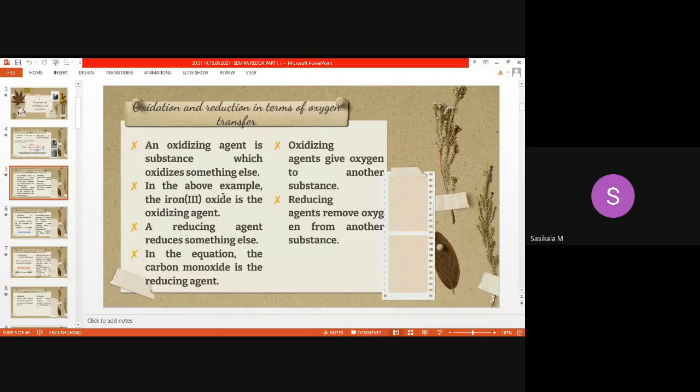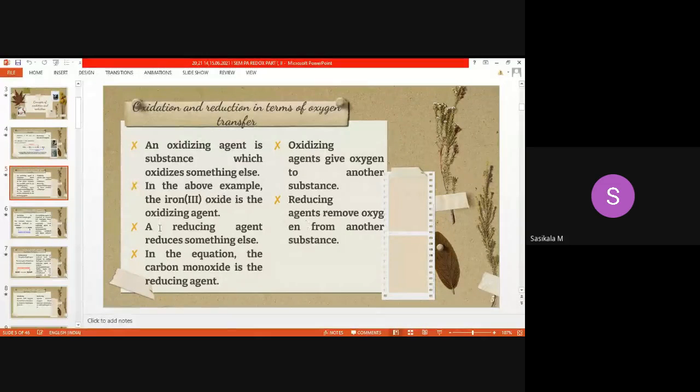Based on the oxygen transfer concept, what is an oxidizing agent? It will oxidize some other molecule. How does it oxidize? It gives oxygen to another substance so that that substance gets oxidized, so it is called an oxidizing agent. And what is a reducing agent? It gains oxygen from an oxidizing agent or another substance, so that the molecule gets reduced. The molecule which is taking oxygen from another molecule is called a reducing agent. That's what we have learned here.